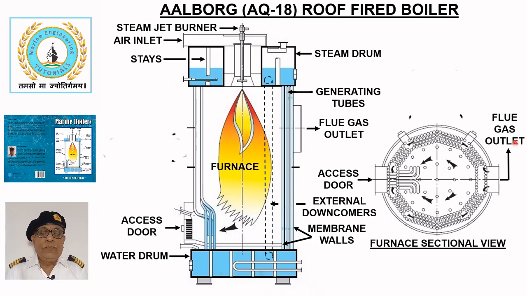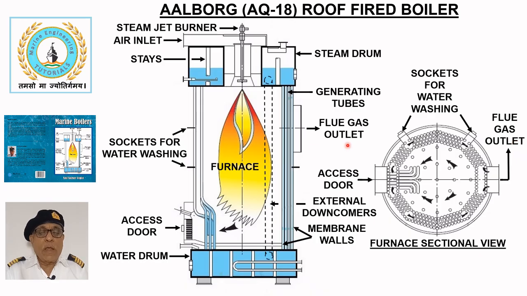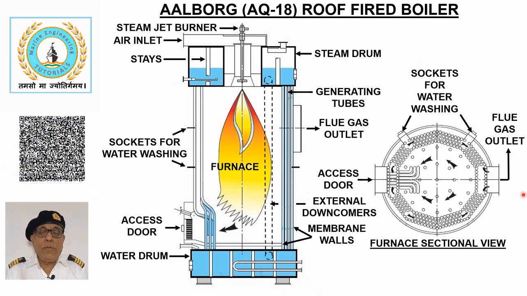The generating tubes can be cleaned by water washing through 8 external sockets provided for this purpose. A steam heating simmering coil is fitted in the water drum to maintain a suitable temperature in the boiler when the exhaust gas boiler is operating. This enables the auxiliary boiler to be brought into service quickly if the need arises.